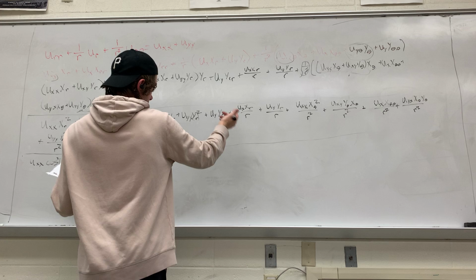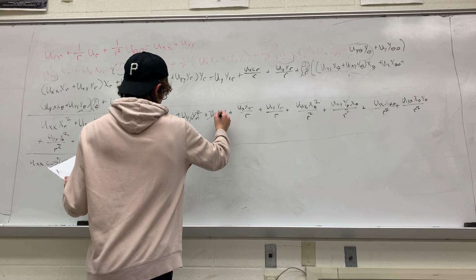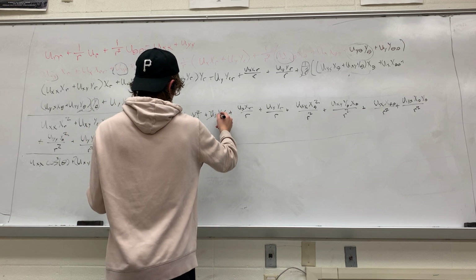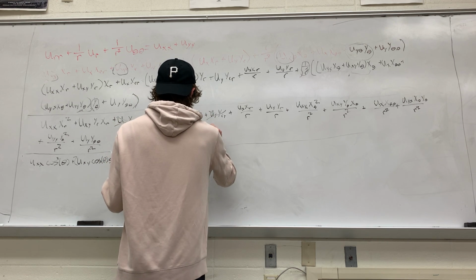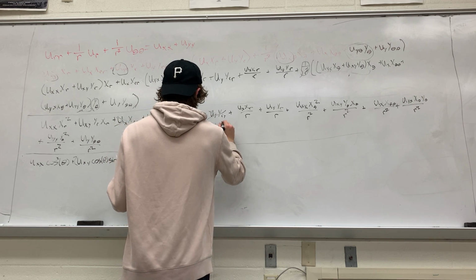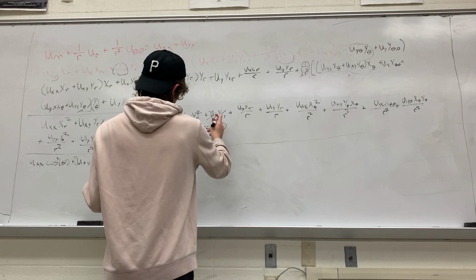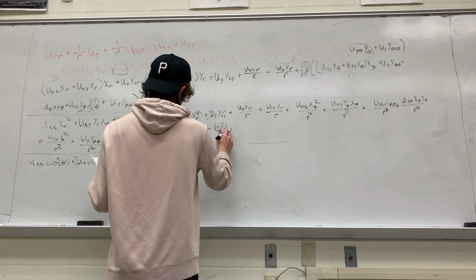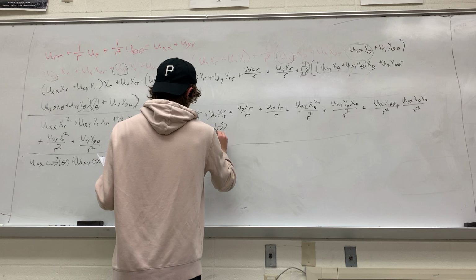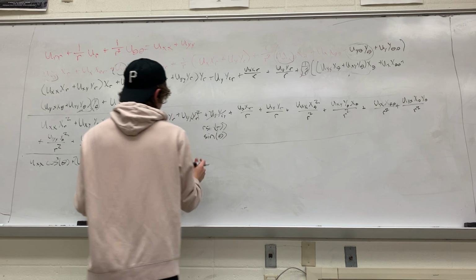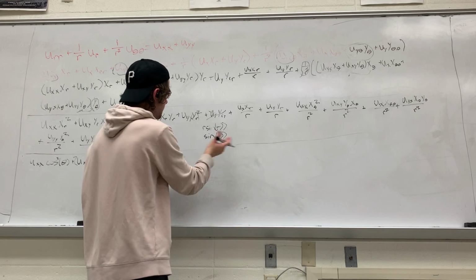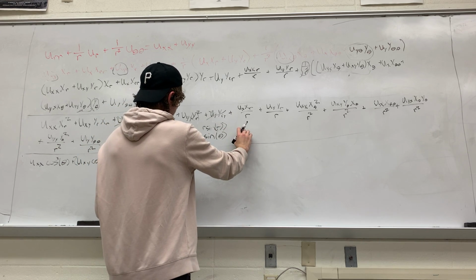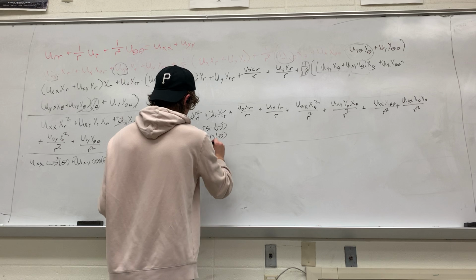Then we have u yr, which is actually also equal to 0, because right here, y is equal to r sine of theta, and if we take the derivative of this with respect to r, we're left with sine of theta, and then take the derivative with respect to r again. There are no r variables in this, so it's equal to 0.